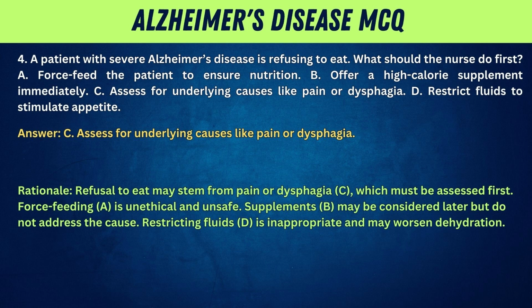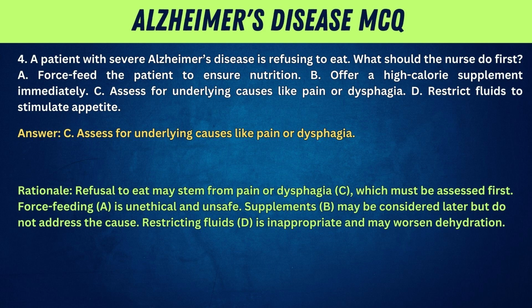4. A patient with severe Alzheimer's disease is refusing to eat. What should the nurse do first? A. Force feed the patient to ensure nutrition. B. Offer a high-calorie supplement immediately. C. Assess for underlying causes like pain or dysphagia. D. Restrict fluids to stimulate appetite.